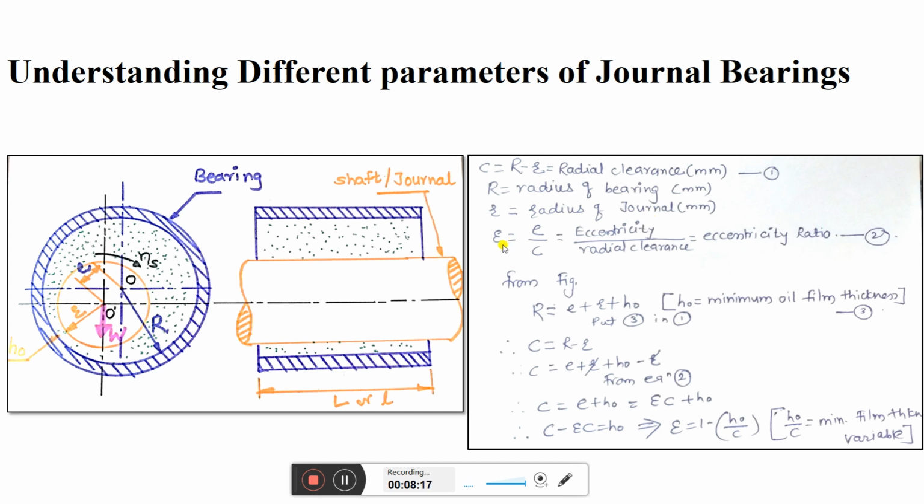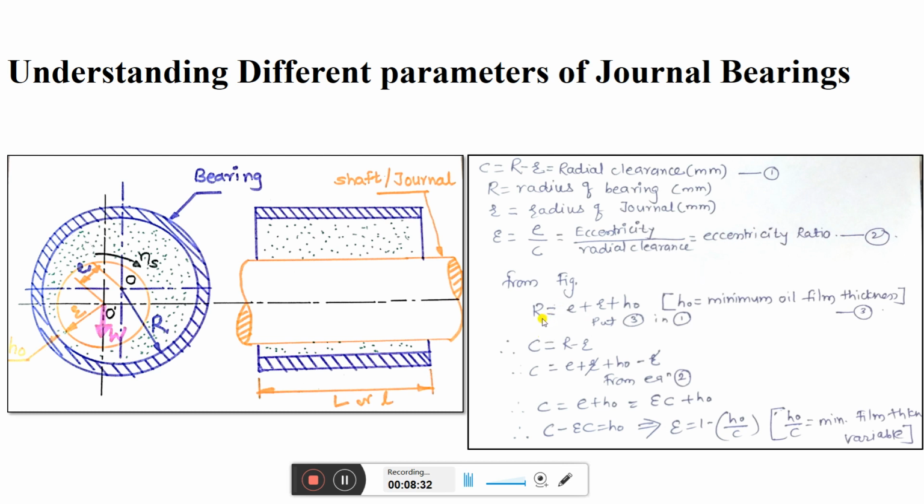Now next is epsilon. Epsilon is nothing but e by C. What is e? Eccentricity, and C is the radial clearance. The ratio of these two is called the eccentricity ratio. So this is our first dimensionless parameter, the eccentricity ratio.